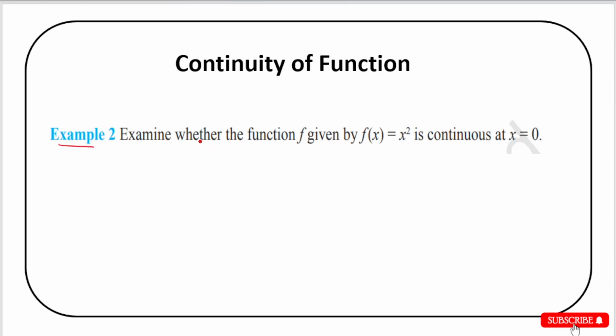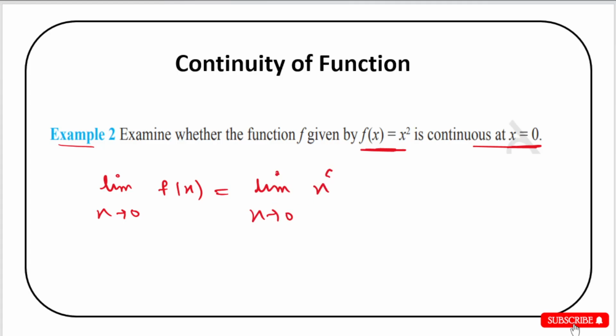Again, for example 2, you have to check if the function f(x) equals x squared is continuous at x equals 0 or not. Again, the process is the same. Do this. This is limit x tends to 0 of x squared, which is nothing but 0, since you are putting 0 instead of x. And what will be f(0)? For f(0), simply put the value 0 here, it is also 0. So the limit of the function equals the value of the function, which is equal to 0. So again, this function is continuous.